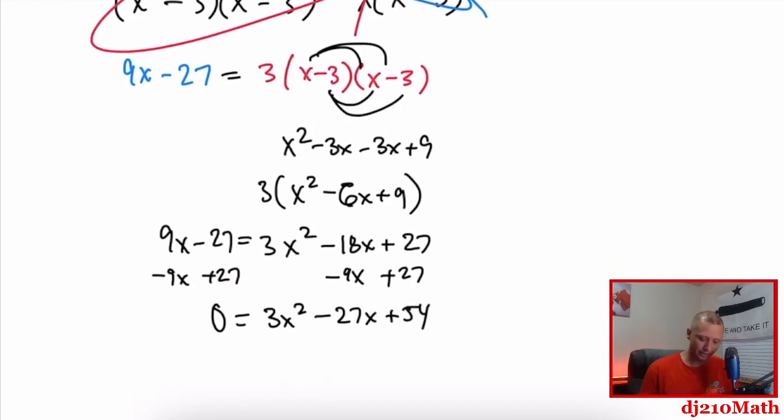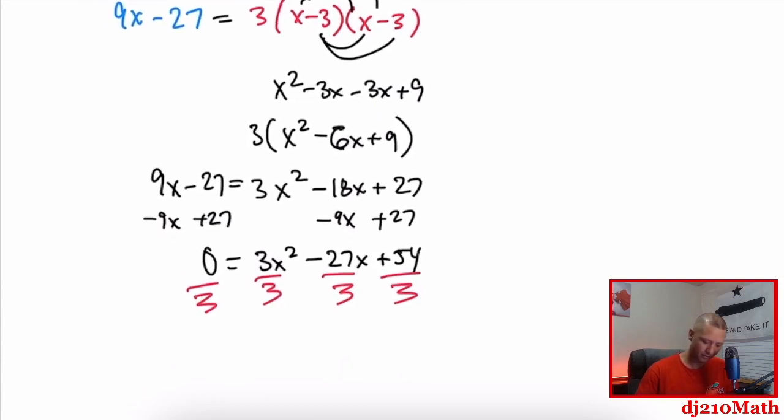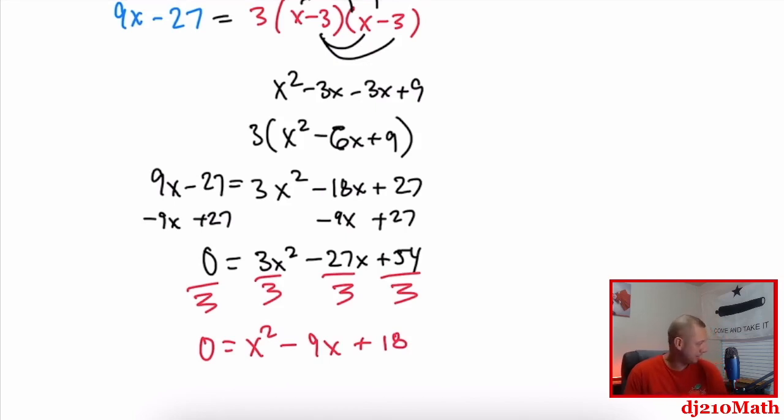So I can divide a 3 out of everything. But 0 divided by 3 is still 0. So this is going to be x squared minus 9x plus 18. So 2 numbers that multiply to make 18 that add up to negative 9. 6 and 3.